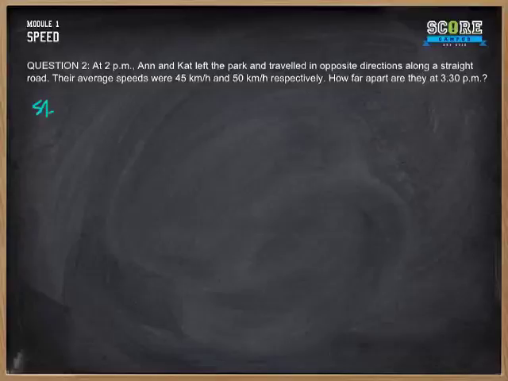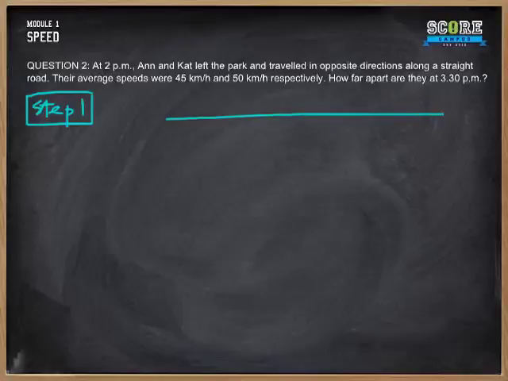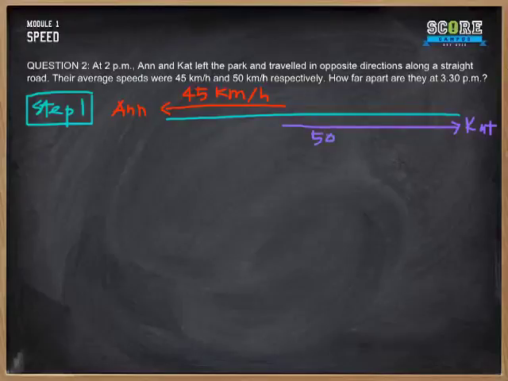So let's look at step 1 and begin to draw the timeline just like earlier. Get into the habit of drawing a good timeline. Anne left the park at 2 p.m. traveling in one direction at 45 kilometers per hour. That's Anne in red, 45 kilometers per hour. Then we come to Kat, who went in the complete opposite direction at 50 kilometers per hour.